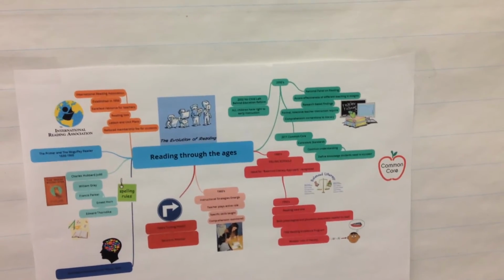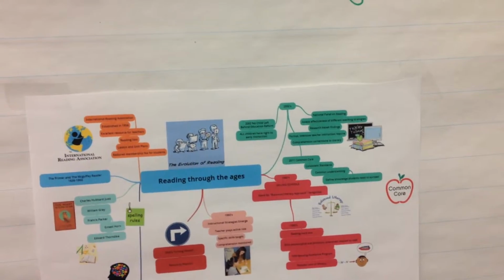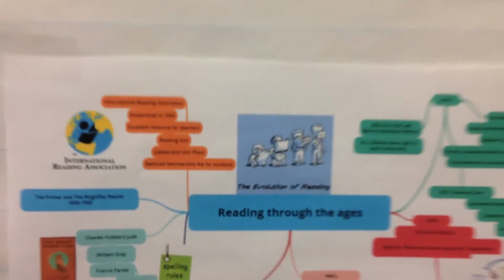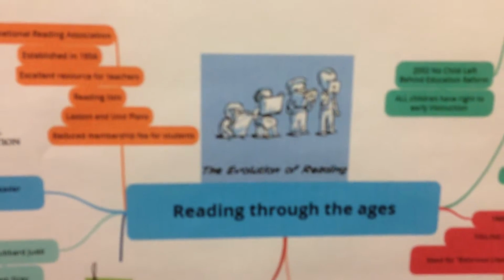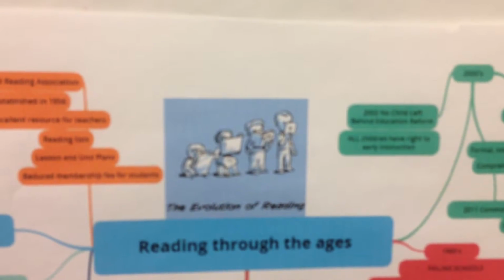Here's my mind map based on our lecture. I felt the lecture represented an evolution of reading through the ages, so I chose a title and picture to represent those ideas. In the early 1800s to 1960s, the most popular reading tools were the New England Primer or McGuffey's Eclectic Reader.